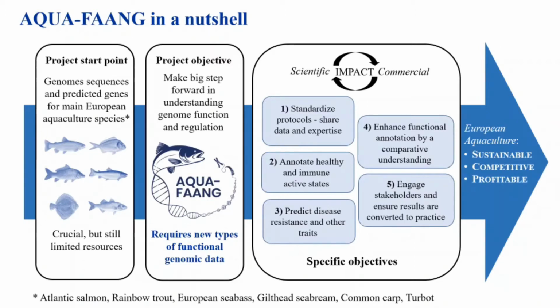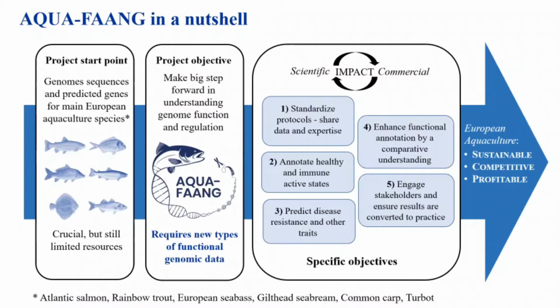Due to the emphasis that we're placing on understanding disease resistance, we're annotating the genome not just in healthy or control states, but also immune activated states, and several people here are working on this, of course. And we want to use the functional genomics data to actually help improve the prediction of disease resistance or susceptibility, as well as other traits.